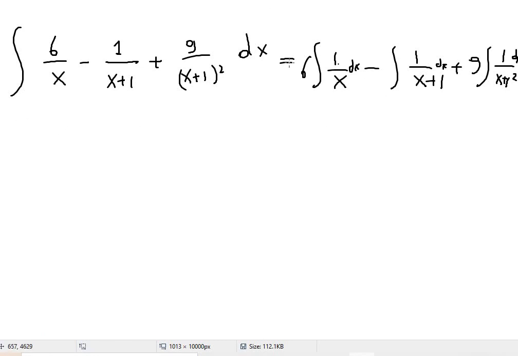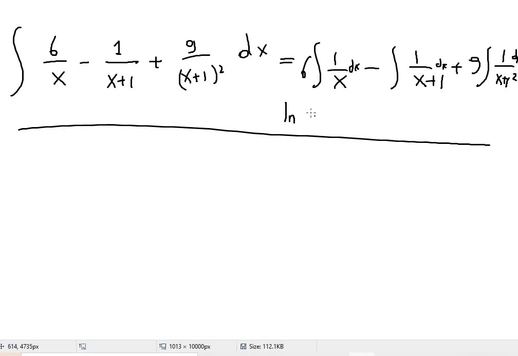Alright, so our aim was to do it in partial fraction decomposition, and after this point we know how to integrate this. This is going to be 6 ln of x, minus ln of x plus 1, and this will be negative 9 over (x plus 1), plus c. So I can directly write it actually. This is going to be 6 ln of x, and this is going to be ln of x plus 1, and this is going to be negative 9 over (x plus 1), plus c.